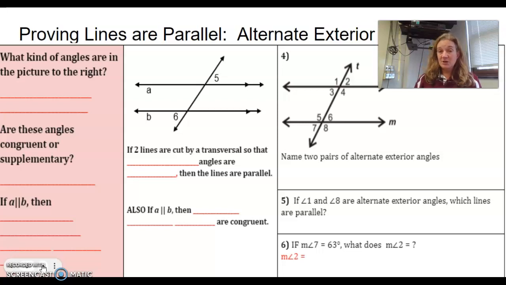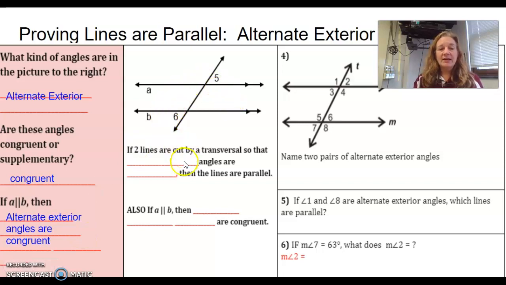Okay, so we talked about corresponding angles. Now we're going to talk about alternate exterior angles. These are alternate exterior angles, 5 and 6. They're on opposite sides of the transversal, but they're on the outside of the box. They're not touching the hamburger. Are these angles congruent or supplementary? Well, they look like they're going to be congruent, and they are congruent. So if A and B are parallel, then my alternate exterior angles are congruent. Okay?